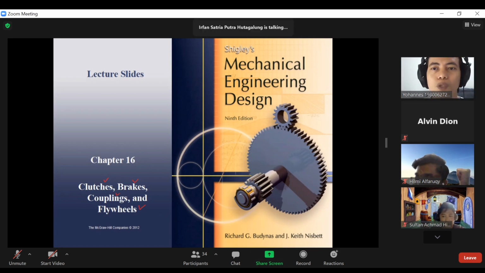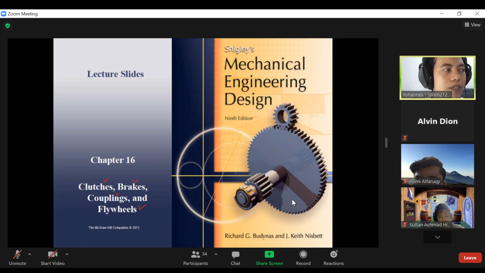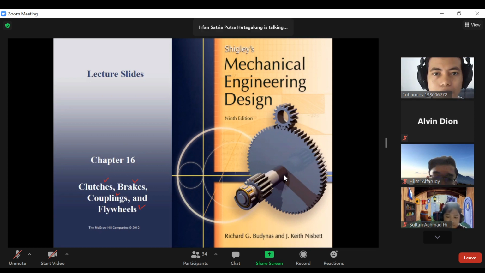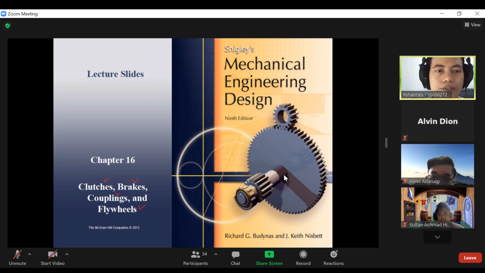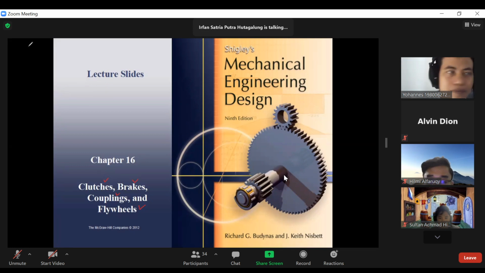Yes, sir. Which one? The clutches, brakes, and couplings, sir. Clutches, brakes, and couplings. So what do you think about those components? Are they the same component or different components? They are different components, sir. Okay, so please explain how they differ from each other. I'm sorry if I'm wrong, sir. It's okay, we learn here. So wrong is okay. I think I don't know about coupling, sir.